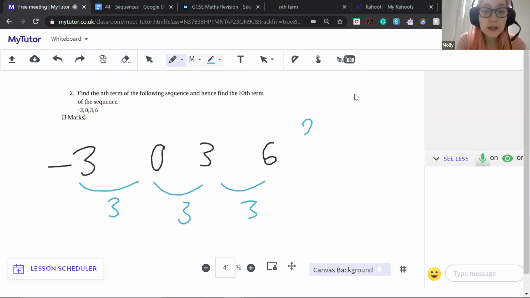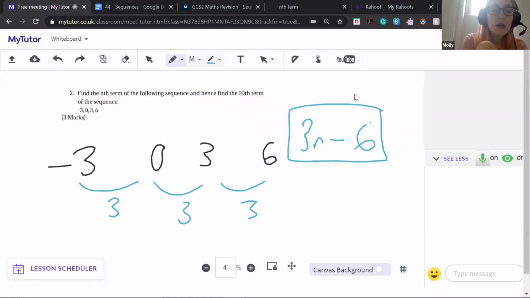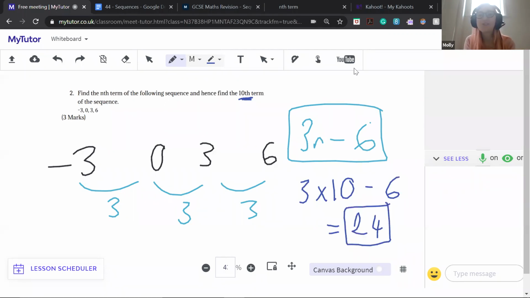So we know that it starts 3n, then we see what 3n would have been. Well, it would have been 3, but what are we actually on? Minus 3. So what have we done? We've subtracted 6. So there's your nth term. To find the 10th term, we substitute in 10 because it's the 10th term. So our 10th term is 24. And a lot of people got that, which is really fab.